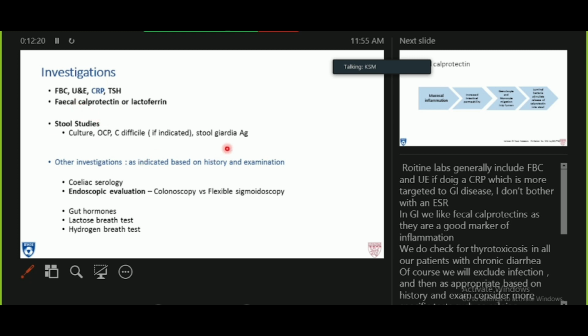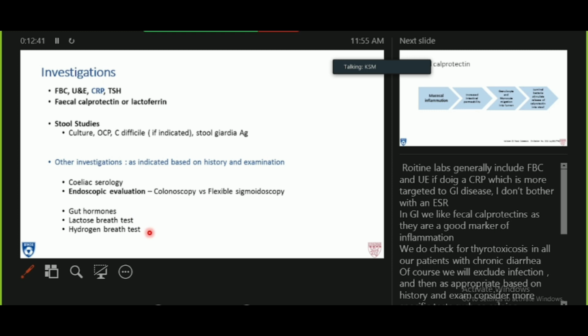We want to exclude infection, and then based on history and exam and initial tests, we might want to do more extensive tests like celiac serology, particularly in someone who is iron deficient or has a history of celiac disease, or an endoscopic evaluation if we're concerned for any other morbid pathology. As I said before, I don't routinely check for gut hormones.